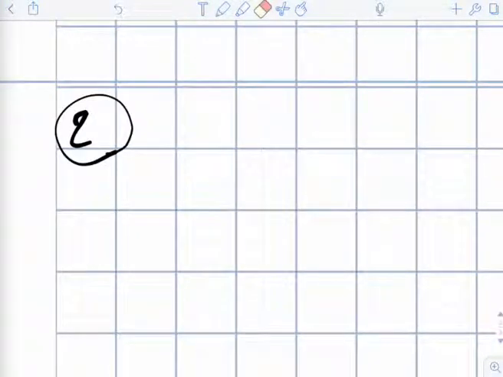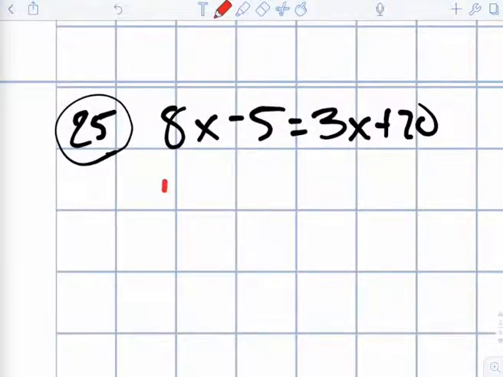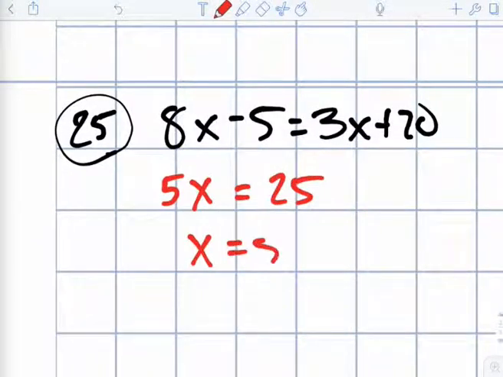25 is 8x minus 5 is equal to 3x plus 20. So subtract the 3x, you get 5x. Add the 5, you get 25. X is equal to 5.